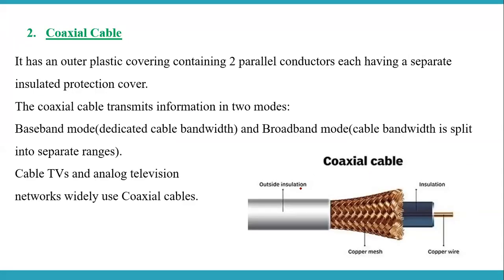अब आपका है कोएक्सियल केबल. इसमें क्या है? It has an outer plastic covering containing 2 parallel conductors each having a separate insulation protection cover. सो यहाँ पे अगर आप ये देखो कोएक्सियल केबल में, सो ये आपका आउटसाइड इंसुलेशन हो गया और ये आपका इनसाइड इंसुलेशन हो गया, ठीक है. यहाँ पे इन दोनों के जो बीच का लेयर है उसको आप बोलते हो कॉपर मेश, और यहाँ पे आपका अंदर है कॉपर वायर.